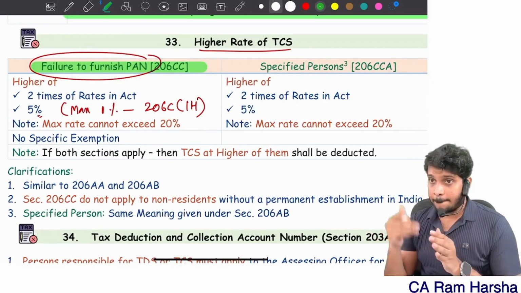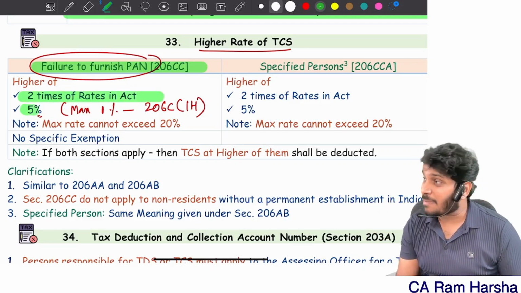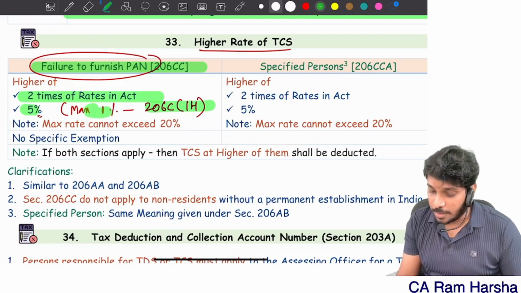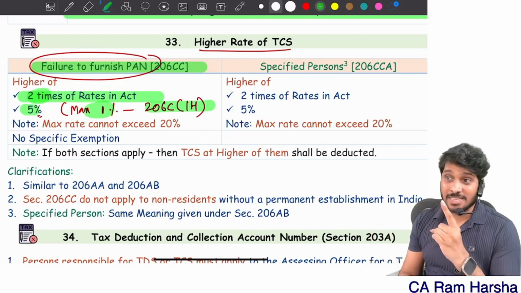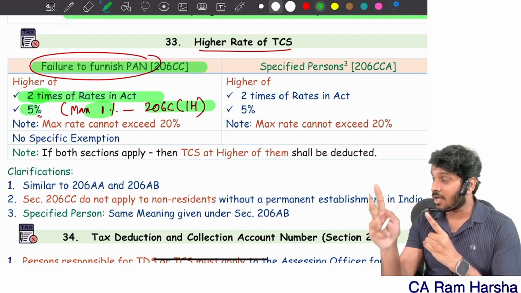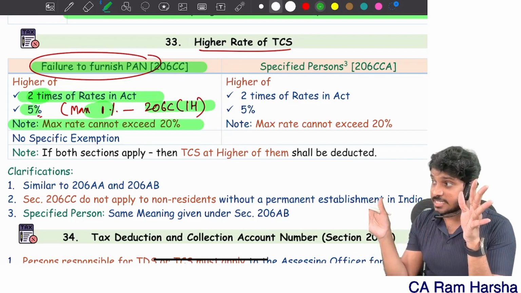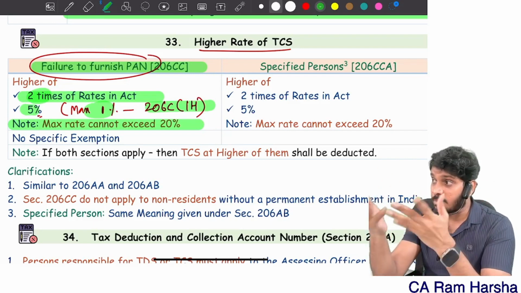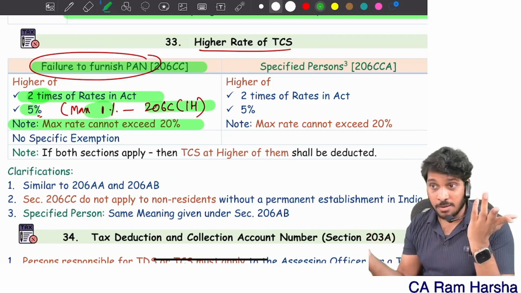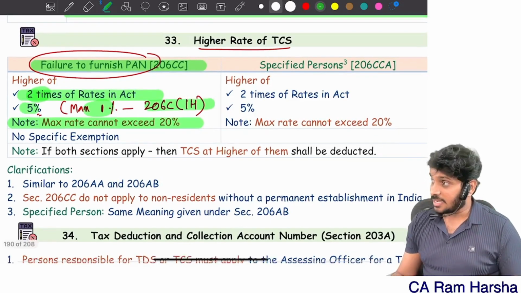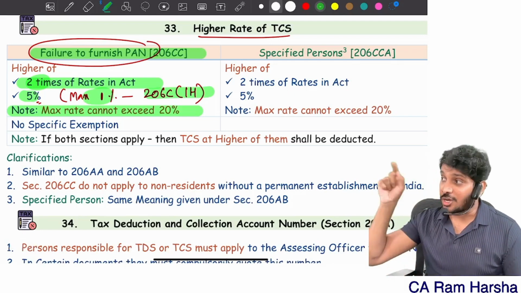Suppose I am selling goods, and the buyer is not giving me PAN, then at what rate should I collect TCS? 2 times the section rate or 5% maximum TCS. But if it is 206C(1H), 1% is the maximum TCS. By the way, overall, if it is 2 times, what does 2 times mean? For example, 206C(1G), foreign remittance, 20% is there. The maximum TCS rate cannot exceed 20. In the TCS sections only the maximum TCS rate is given. In TDS, for non-furnishing of PAN, the maximum rate they have not given. Yes or no? Minimum rate is 20, we know. Maximum rate there is none, 206AA. That's it.